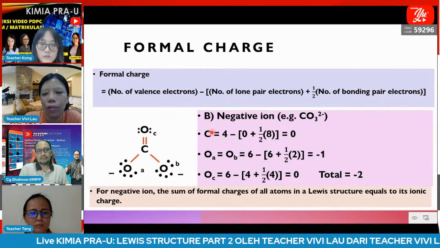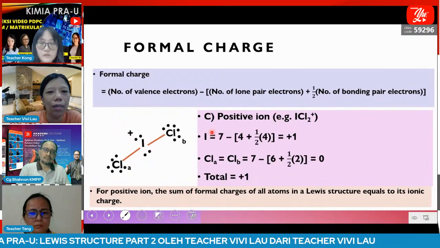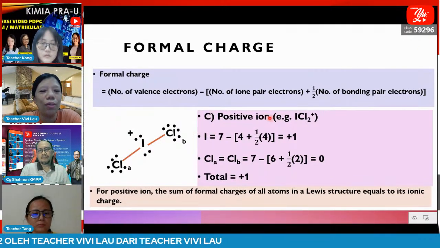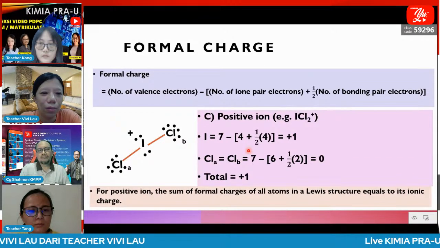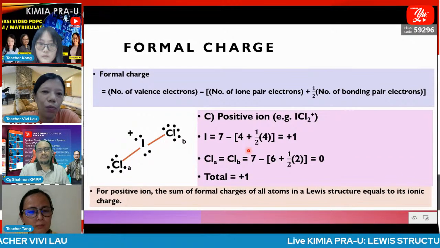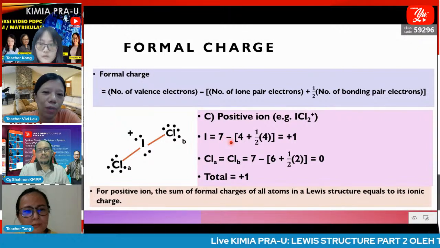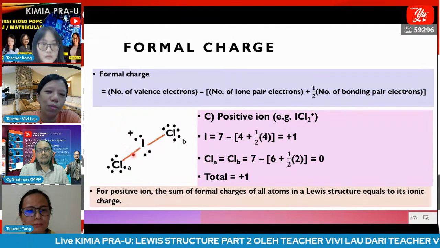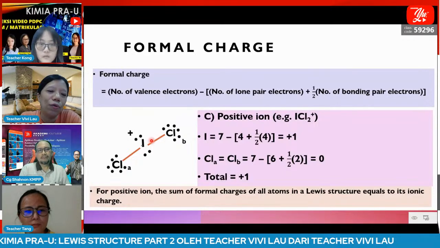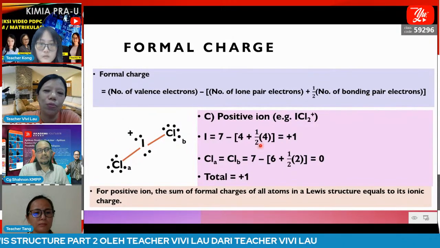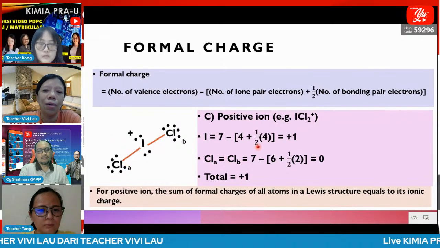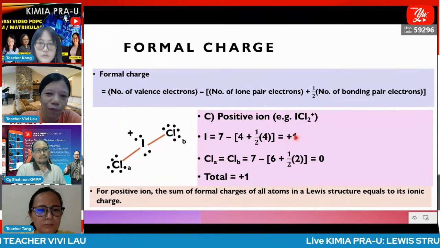Okay, then we look at one last example for formal charge, a positive ion. So ICl2 plus. The iodine is group 17, so 7 valence electrons, minus the lone pairs. Here we have 2 lone pairs, so 4, plus 2 bonding pairs, so 4. Each one is 2 and 2, plus 2, 4. 4 divided by 2, shared with 2 chlorine atoms. So you will have positive 1.